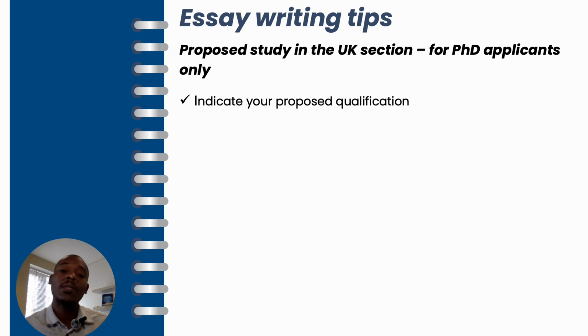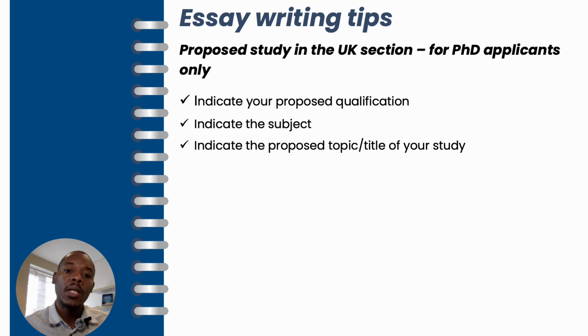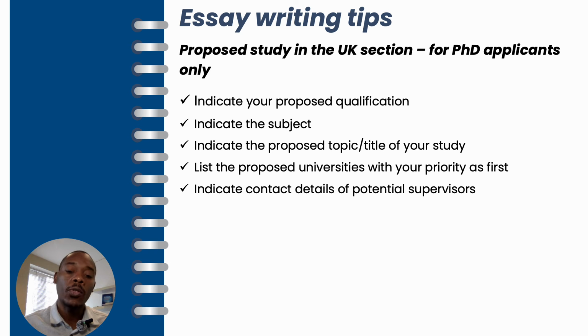So you should have discussed what qualification you're going to gain at the end of your PhD study, and you are going to indicate that qualification. You're going to indicate the subject of your study. Is it pharmacy, is it chemistry, or whatever subject that you are studying in. You'll be required to indicate your proposed topic or title, which you would have already discussed with your potential UK supervisor. Then you are going to list the proposed universities in priority, just like for masters. You list them with your first university, the second university, and the third university of your choice.